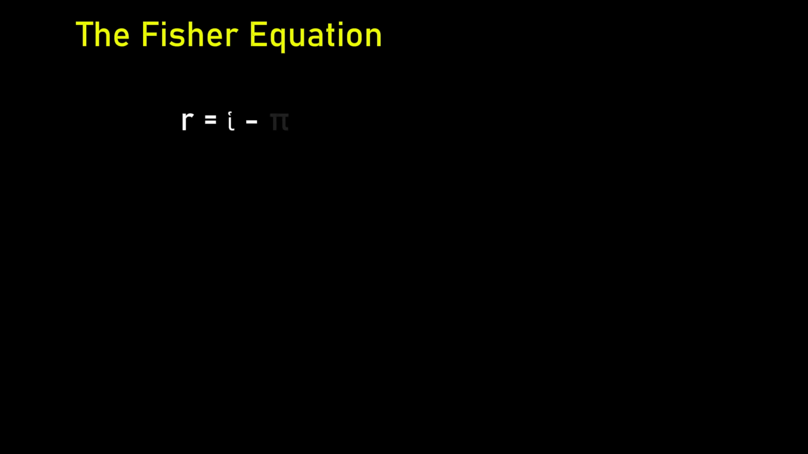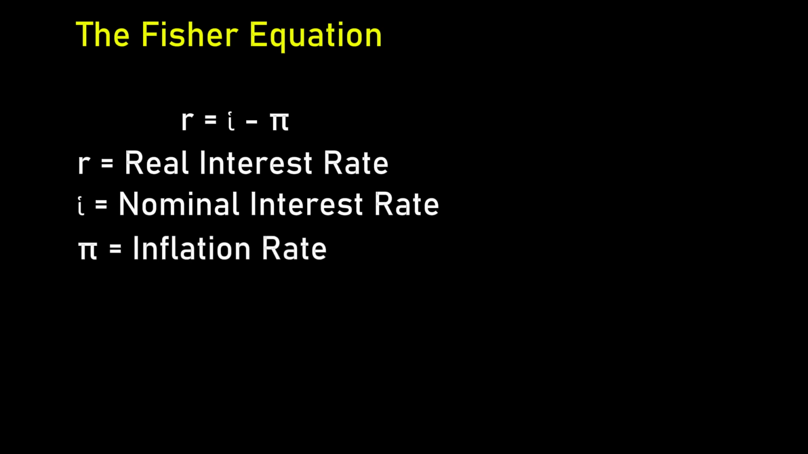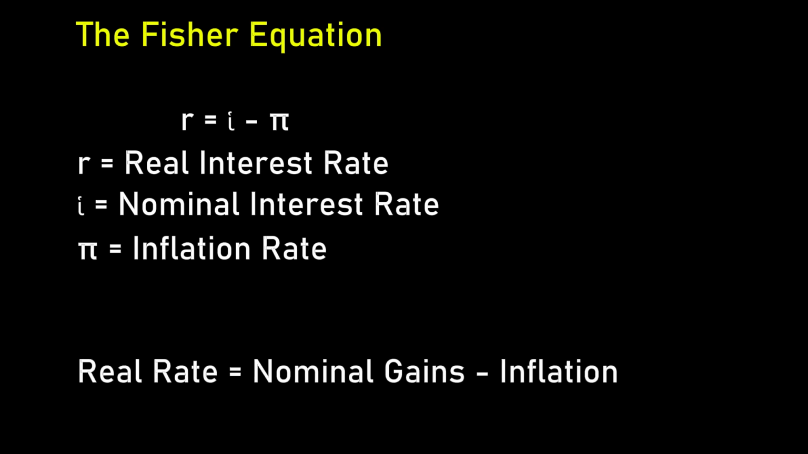In this formula, R represents the real interest rate. I represents the nominal interest rate, which is the rate the bank gives you. And the Greek letter pi represents the inflation rate. Essentially, the real interest rate is what remains after you subtract the effect of rising prices from your nominal gains. Let's walk through a step-by-step example to see how this works in the real world.